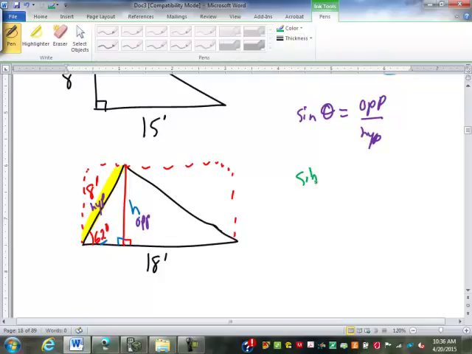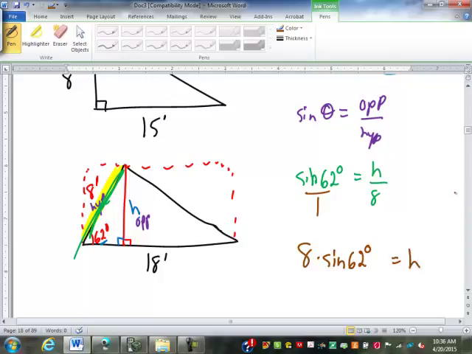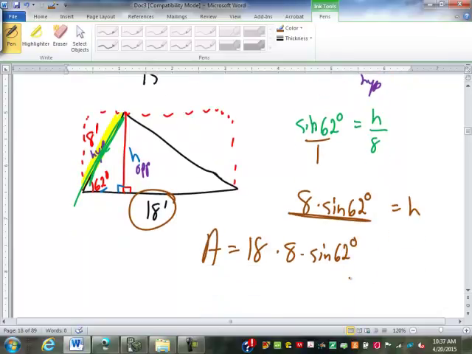So the sine of 62 degrees, that's the hypotenuse. That's this side right here. So sine of 62 equals h over 8. Put that over 1 and we cross multiply and divide. Well, it's just 8 times the sine of 62. Divided by 1 doesn't do anything. That's h. So the area of this is going to be the base of 18 times the height, which is the 8 times the sine of 62. Then, of course, divided by 2.